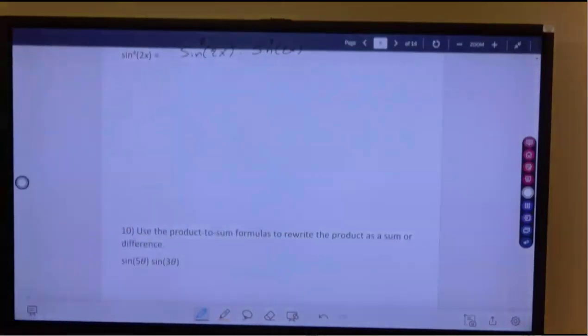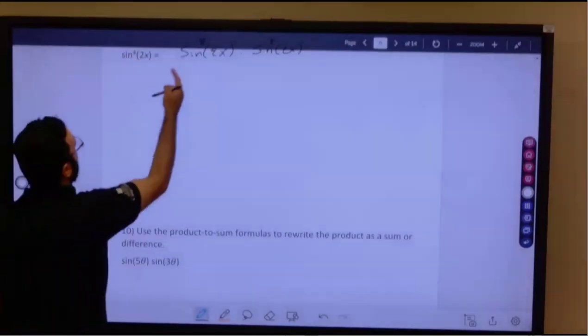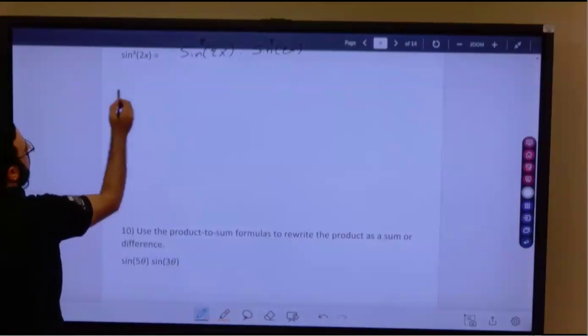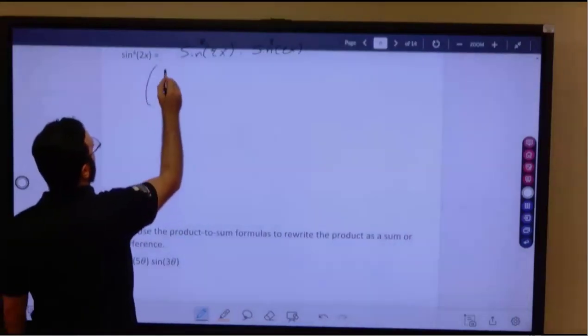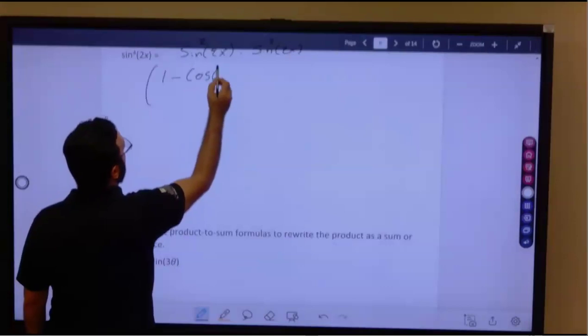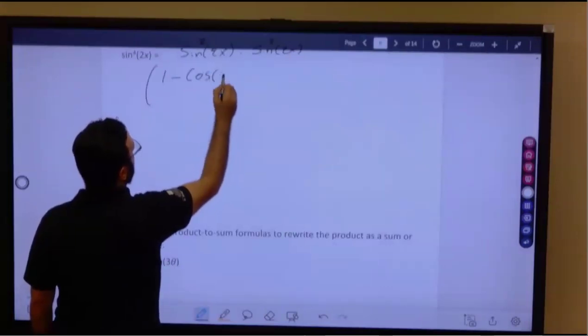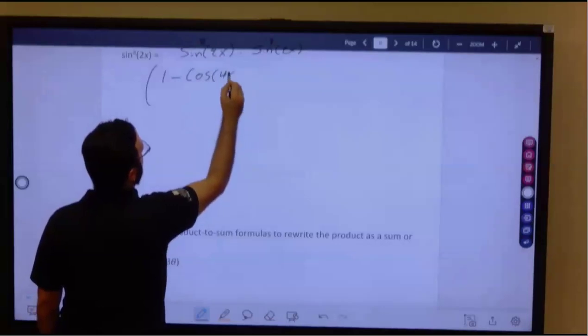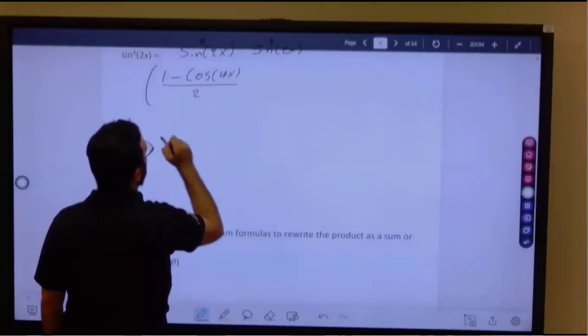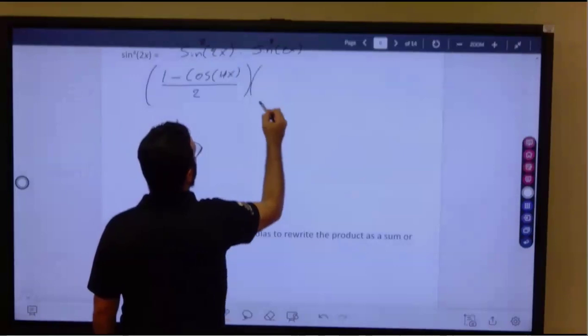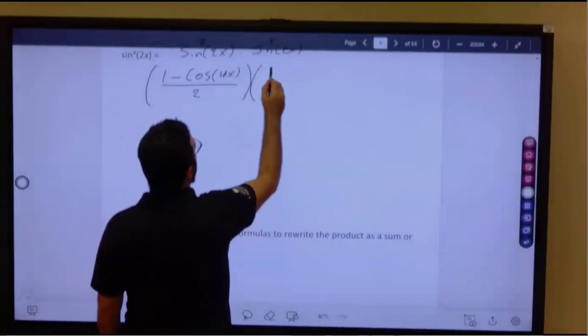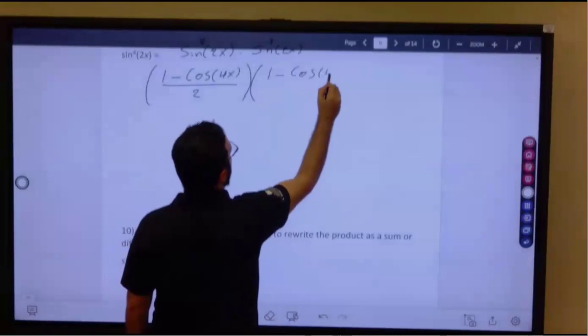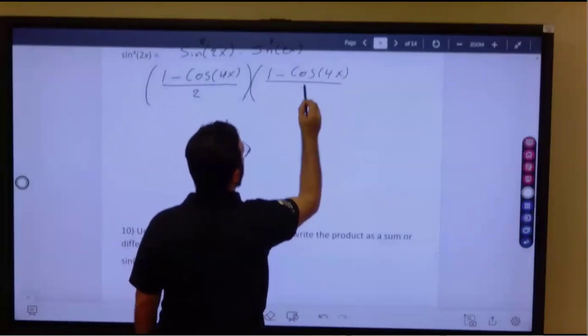Now, how are we going to use the formula? The power formula, but be careful, we have the angle 2x. So the formula for this part is going to be 1 minus cosine 2u, and 2 times u is 2x, so it will be 4x, and divide by 2. So that's the only difference. And multiply by exactly the same thing. So 1 minus cosine 4x, divided by 2.